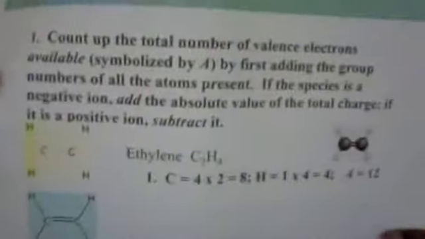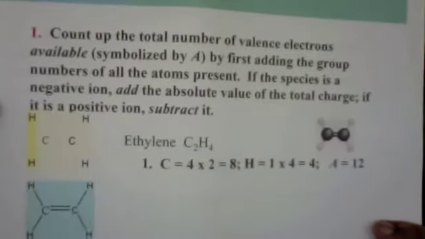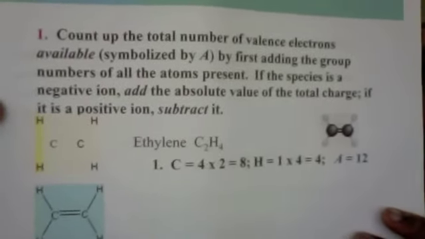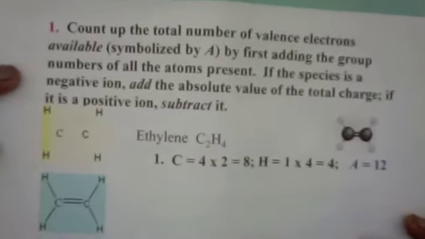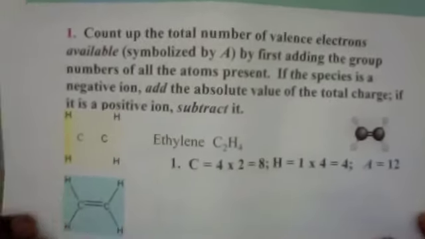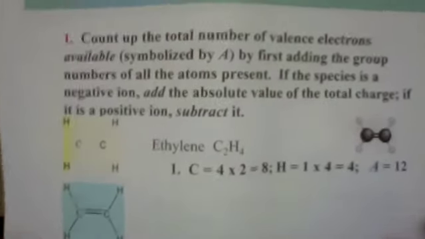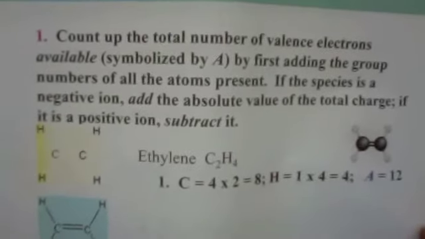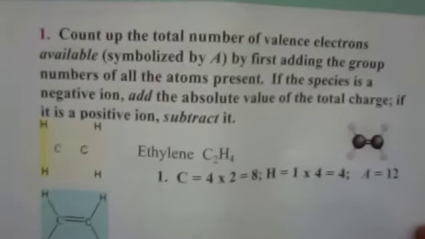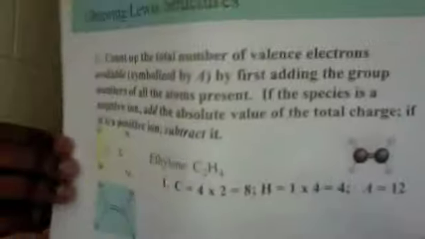That one's relatively simple. This one's a little bit more complicated. Not much though. Still not too hard. Still just trying to go over the basics here. But we have C2H4. So again, we're going to calculate A, the total number of valence electrons available. So that's going to be 12, from looking at C and looking at H. The number of C we have is 2, it's group 4, so it's going to be 8 total. Group 1 hydrogen, we've got 4 of those, 4 total, 12 total in the end.